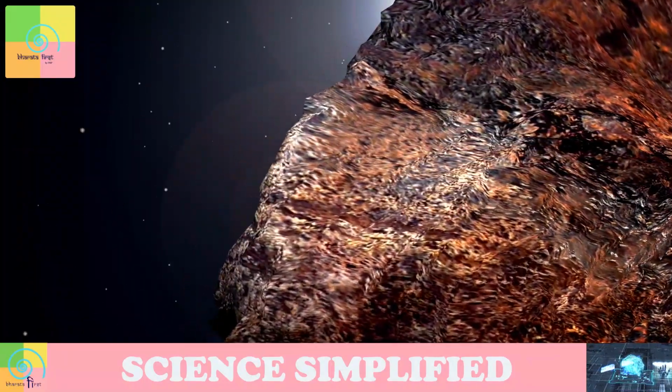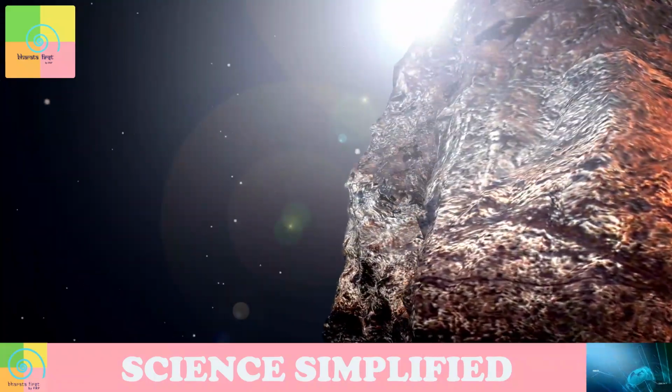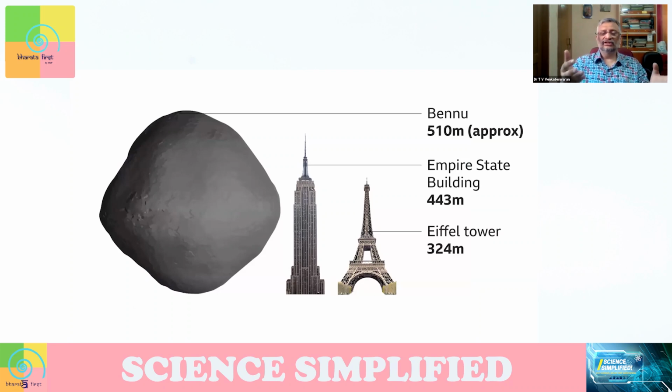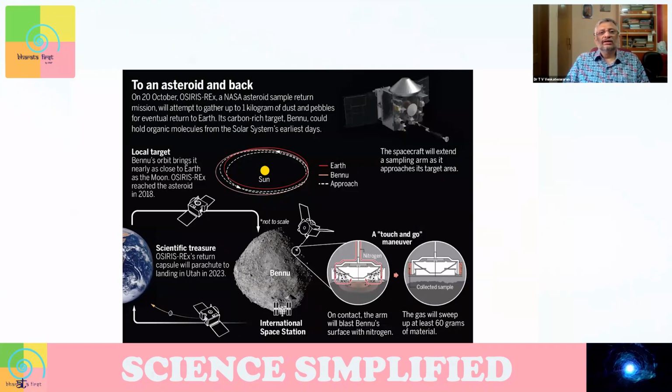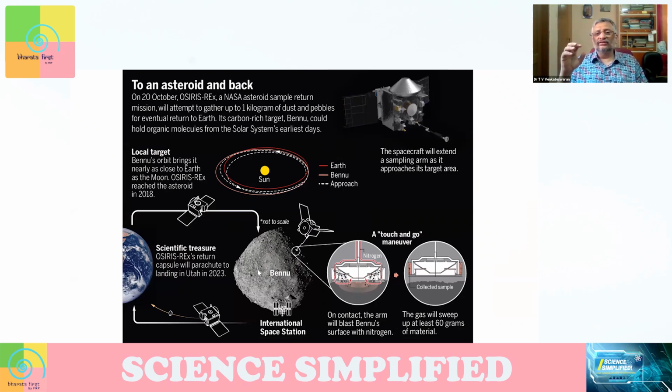That asteroid is comparable to the size of the Empire State Building or Eiffel Tower, roughly. That huge rock is going around the sun. What did it do? It went very near to Bennu, and it did what is called a touch-and-go maneuver, meaning that it went very near to the surface. It blew a puff of nitrogen gas. So the dust from Bennu came up and the dust was collected, and that sealed container is going to come back to Earth.